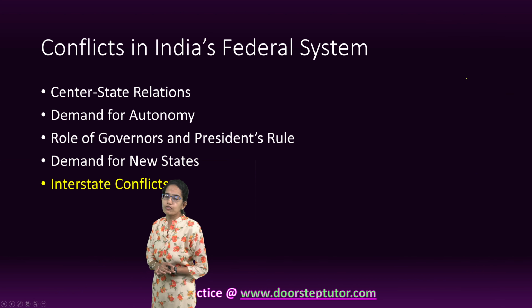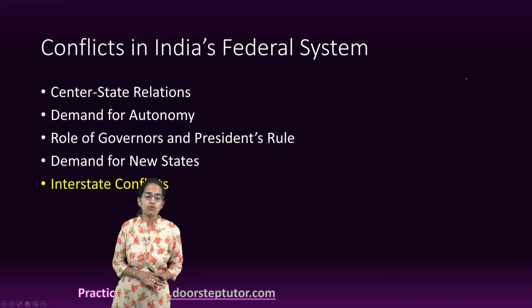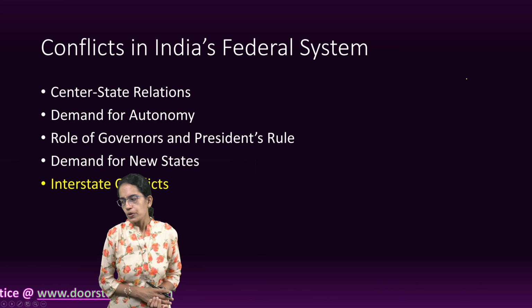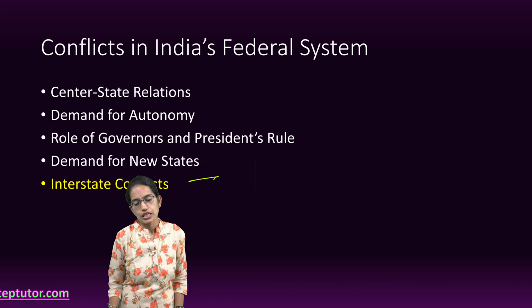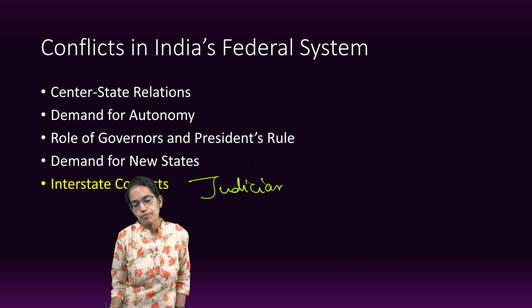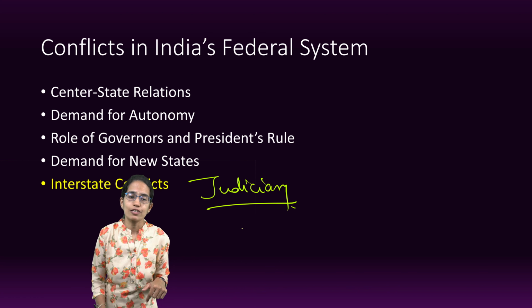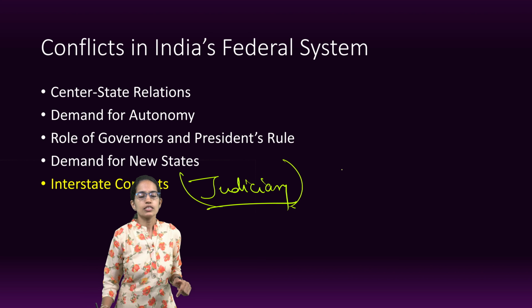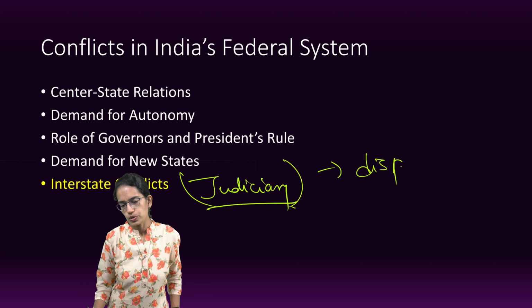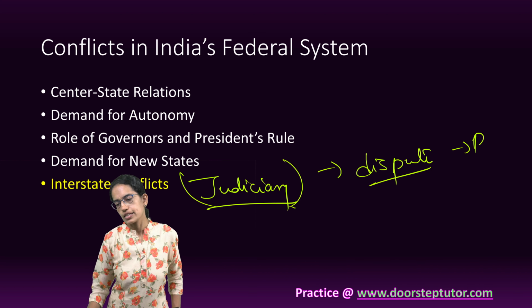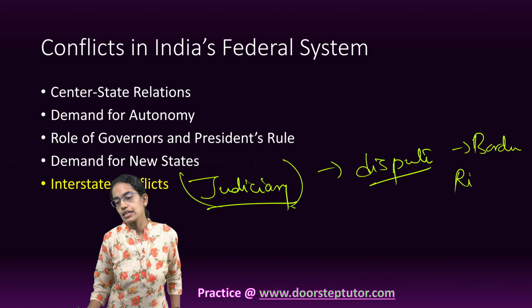The next important conflict in the federal system arises with the interstate conflicts. Now, interstate conflict, as I said, the judiciary takes a key role, be it the matter of interstate or the matter of center and state. The judiciary is the one that helps to settle the dispute. Now, these disputes could be related to border issues. These could be related to river issues.